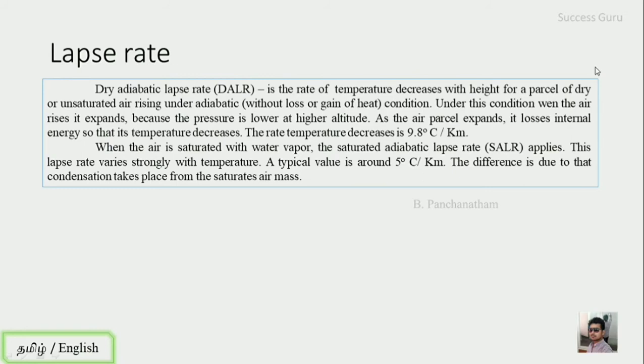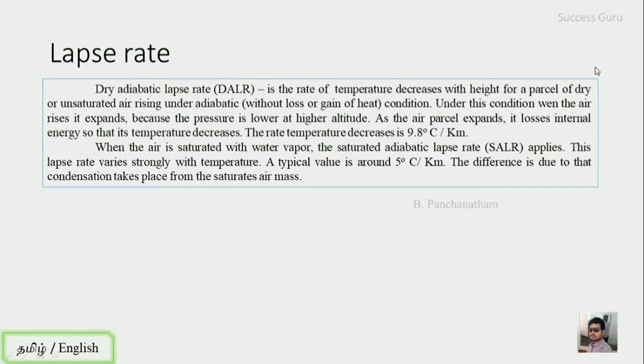The reason is that the saturated air mass consists of water vapor, right? And when there is a drop in pressure, this water vapor will try to condense, and that condensation leads to the supply of heat energy to the air mass, and that is why the drop is very small here. Whereas in dry adiabatic lapse rate, there is no water vapor, so automatically no condensation takes place, and that is why the rate of drop of temperature is twice as high as the saturated adiabatic lapse rate. Is that clear?